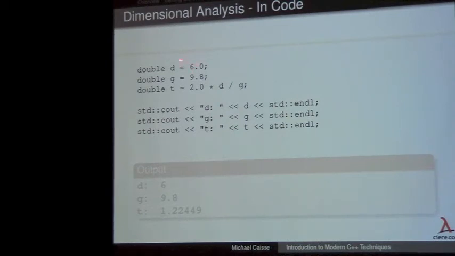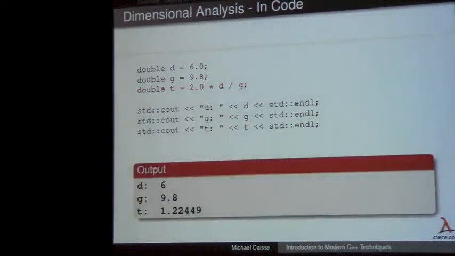We have taken now, D is 6, G is 9.8. I'm going to do this, and I'm going to print it out. And what happened? I can take the square root, right? So I got the wrong answer. It's pretty close, but I got the wrong answer. And this bug could just lurk around for a long time.